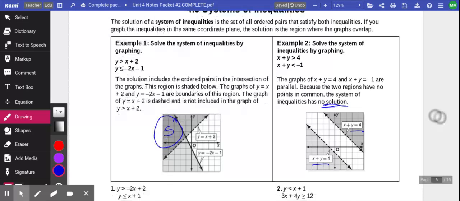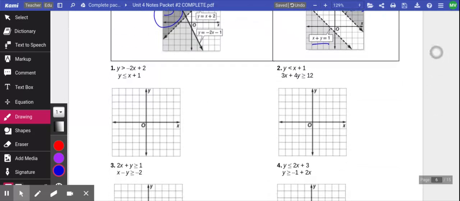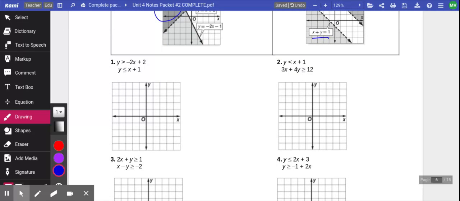So let's practice doing this. So the first thing I want to do is graph. So to graph y is greater than negative 2x plus 2, I need to graph the line y equals negative 2x plus 2. So that has a y-intercept of 2 and a slope of negative 2. Down 2 over 1, down 2 over 1, and some backwards. Now I look back at my inequality and it's only greater than. That means when I draw the line through here, it's a dashed line.